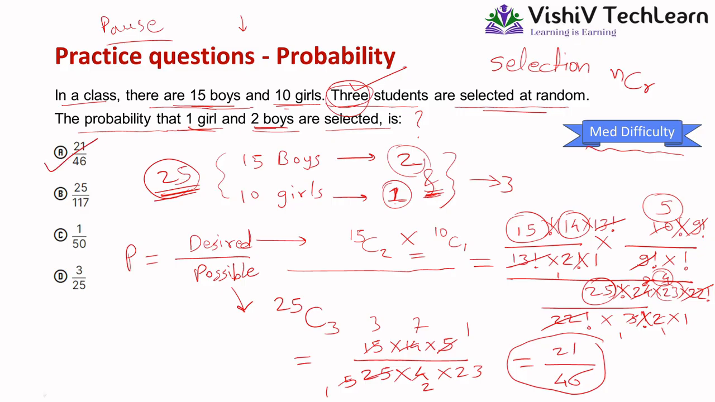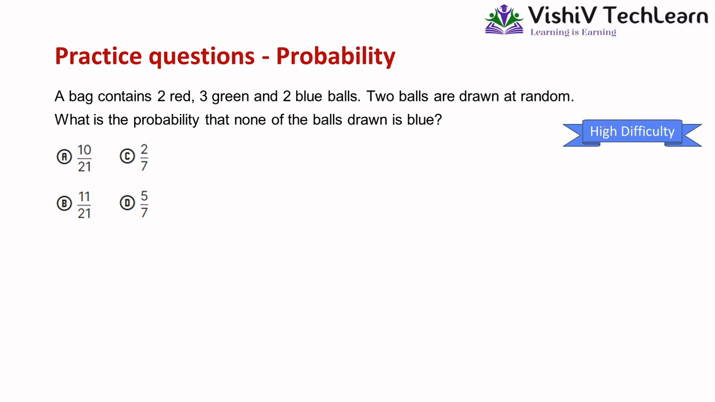Now let's go to the next question. Now this question is of high difficulty. Although this question is of high difficulty, the only thing is the logic is tricky here. Rest, calculations and solving is very easy. The only thing is you should understand the logic. Once you understand it, then it is an easy level question.